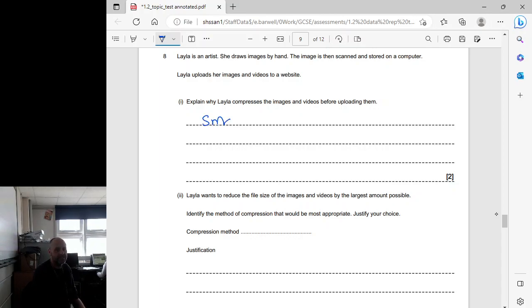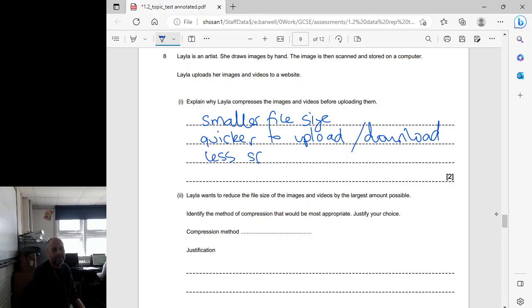Smaller file size. So it's quicker to upload, download. So that's 2 separate points. But it's also less space to store, on computer and servers. Okay, so just repeat the previous question really.